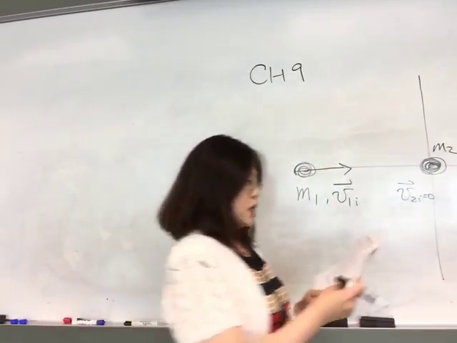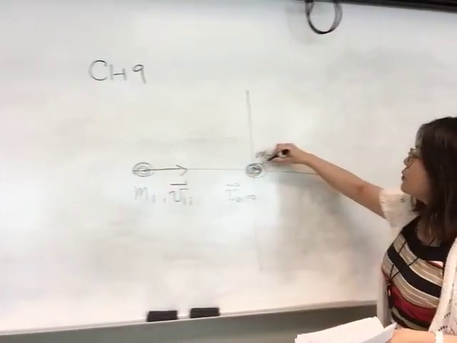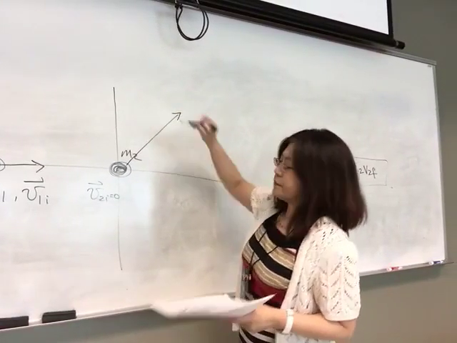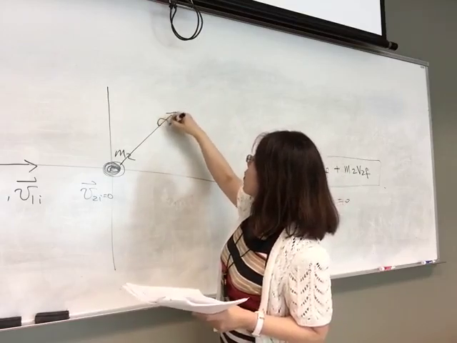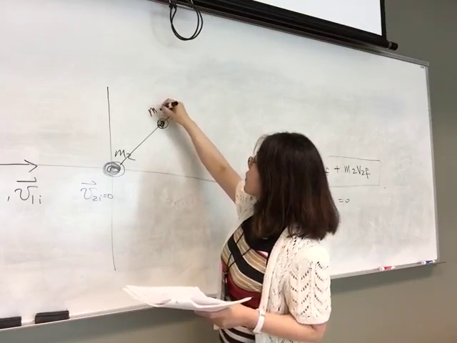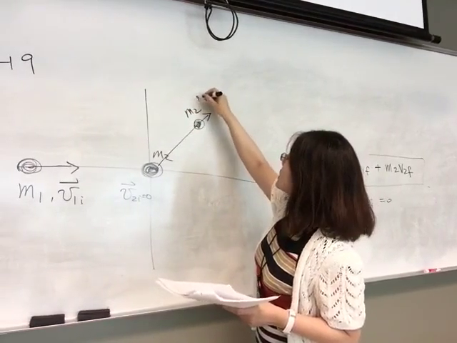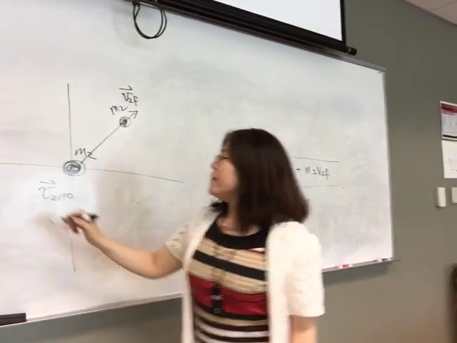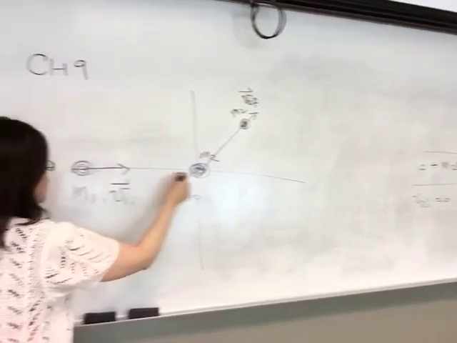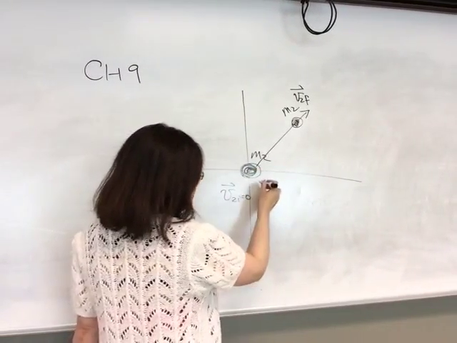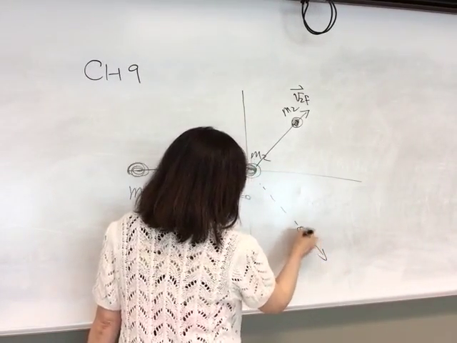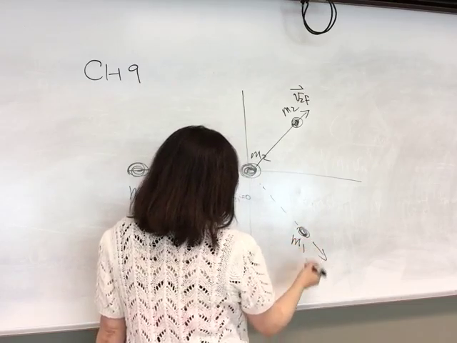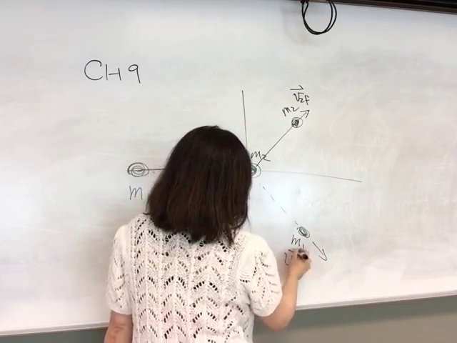After collision, this ball moves at this angle and acquires a velocity. So this is your M2, with a velocity we call V2F. And then your M1 after collision is going to move in this direction. So this is your M1, and this is your V1F.